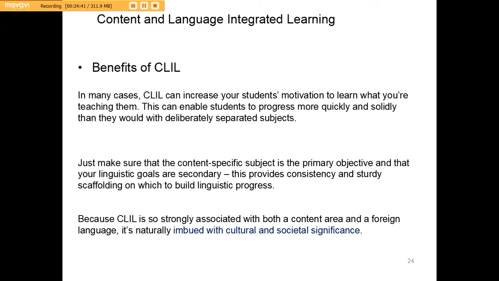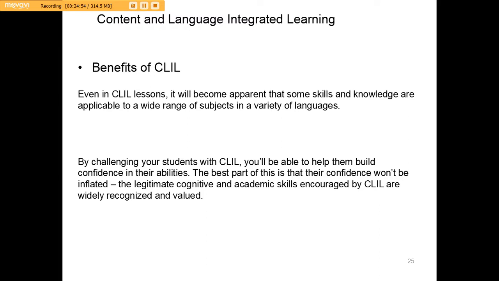And because CLIL is so strongly associated with both a content area and a foreign language, it's naturally imbued with cultural and societal significance. Also, even in CLIL lessons, it will become apparent that some skills and knowledge are applicable to a wide range in a variety of languages. So these are transferable skills, transferable language, transferable knowledge that can be used elsewhere.